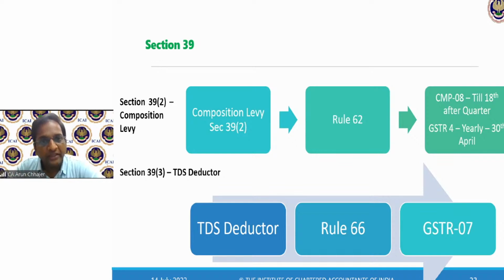then you have to pay the tax on quarterly basis, CMP 08 by 18th after the end of the quarter, and GSTR4 on yearly basis, and GSTR9A on annual basis. So in case of the composition, the tax is to be paid quarterly, the return GSTR4 is annual, and there is one more annual return 9A which is now optional. As of now it is optional since the beginning.